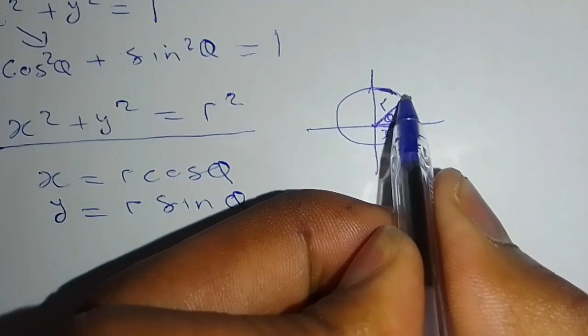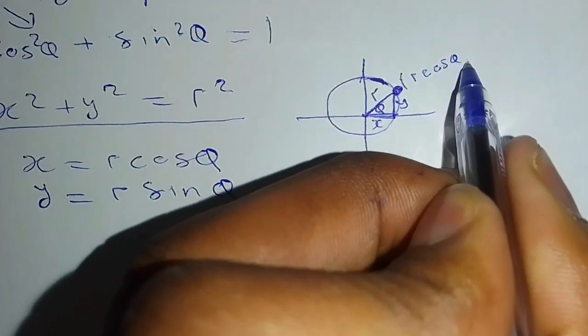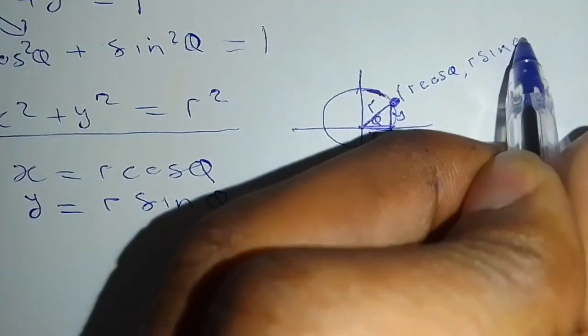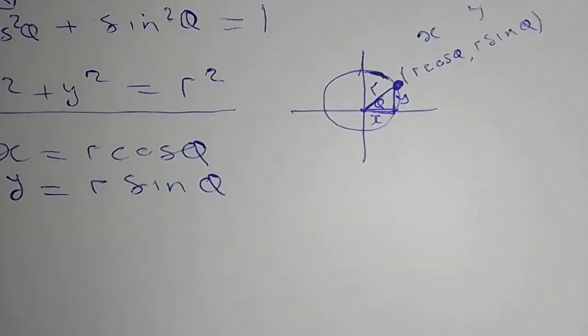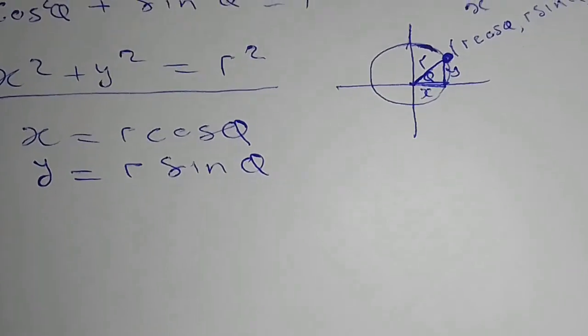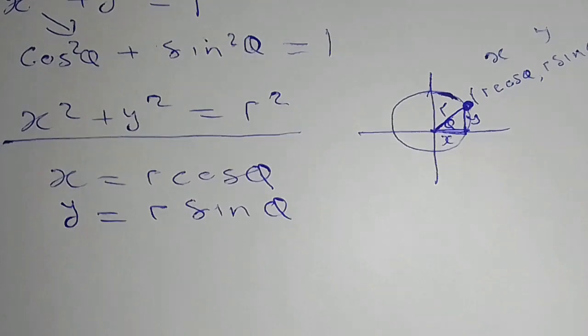But basically the coordinates of any point on the circle will be given by r cos theta and r sine theta right there. So that's the whole point of the idea. This is x and y. Remember, coordinates are given by x, y. So right there, now we're transforming to a polar coordinate system.